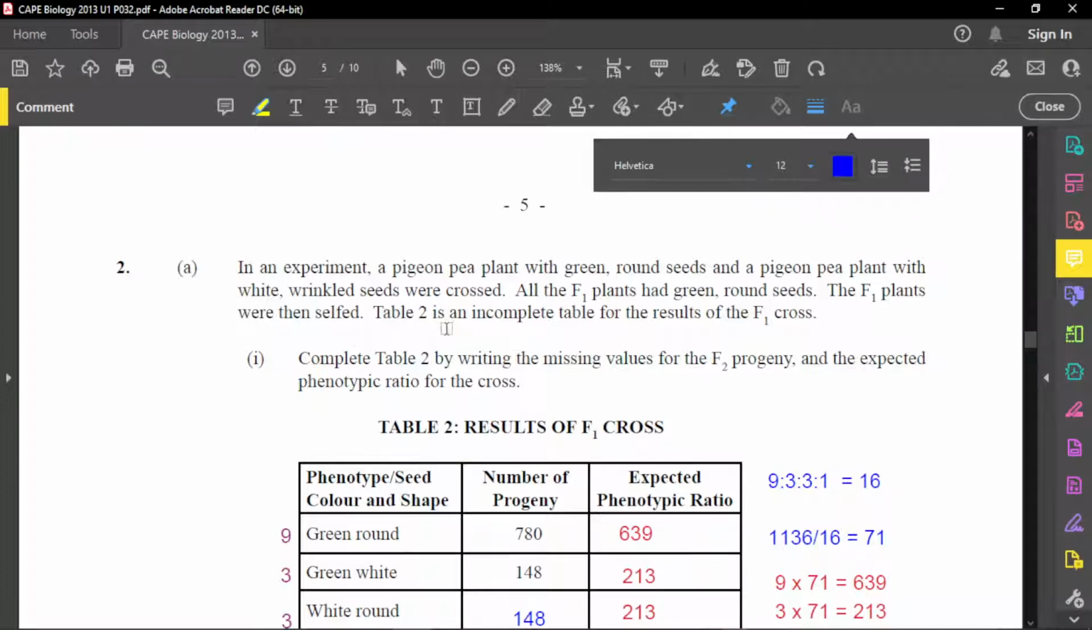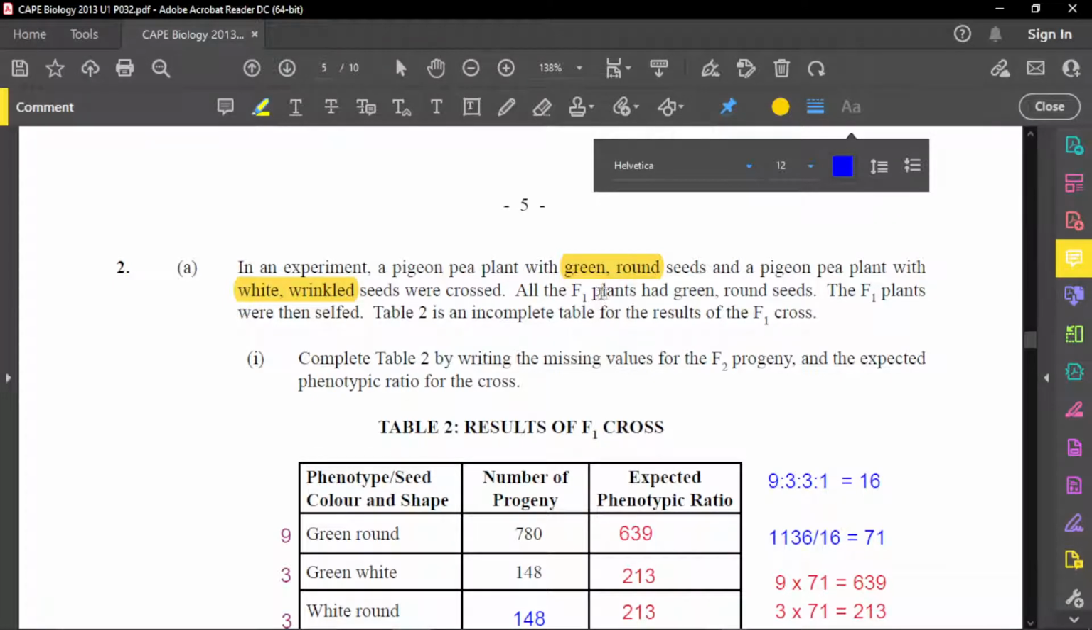All right, so Table 2 now is an incomplete table for the results for the F1 cross. So watch this carefully now. I want to point out something to you really quick. Now, if you have green and round seeds crossing with white and wrinkled seeds, right? The only way you can get green and round here is if white and wrinkled are recessive traits. Okay, they must be recessive traits. That means none of them are showing up in that cross, right? So they must be recessive.